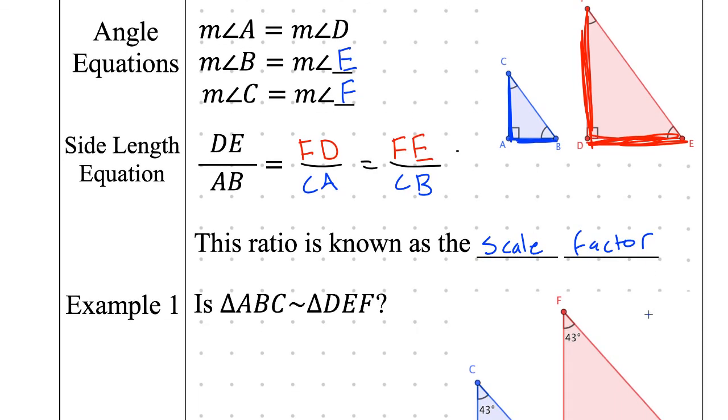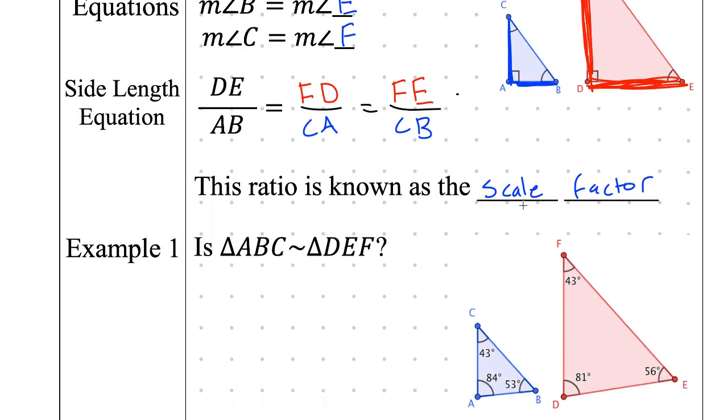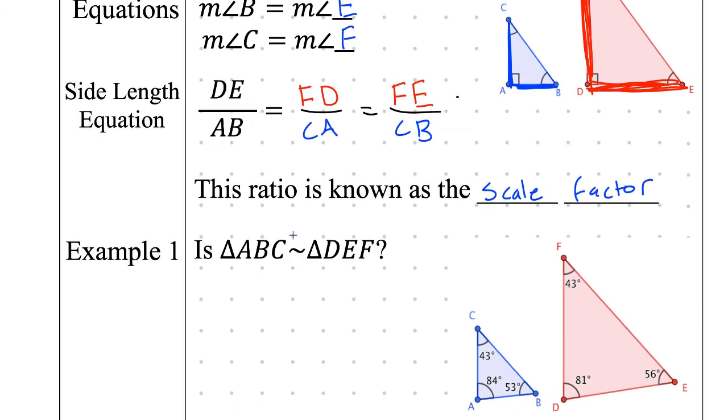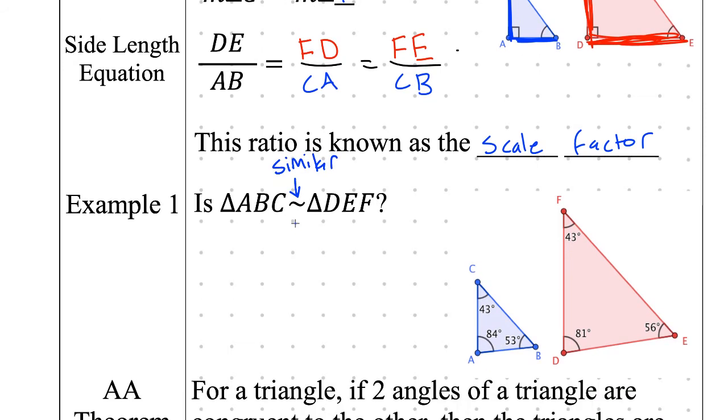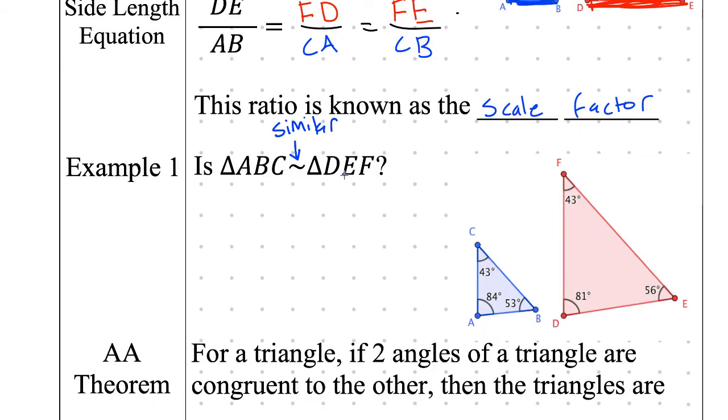Yeah, in algebra it has a different name. In geometry it's called the scale factor. All right, so we've seen this symbol before. This thing right here means similar. So the question is asking, is triangle ABC similar to triangle DEF?